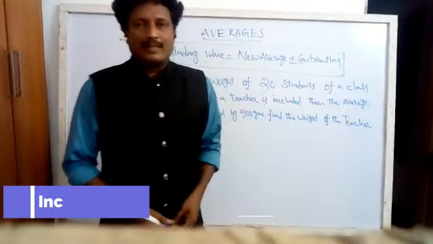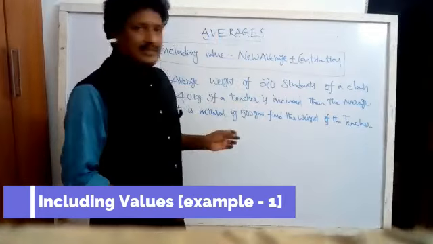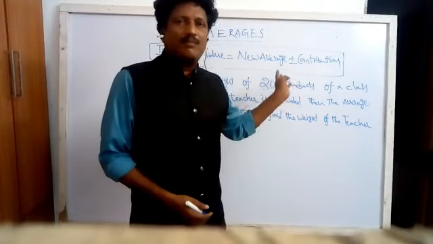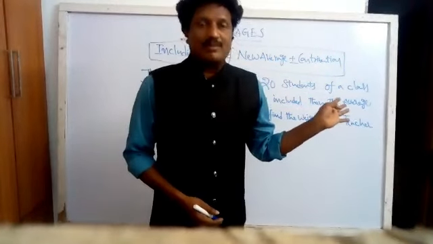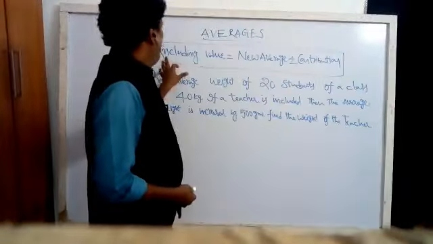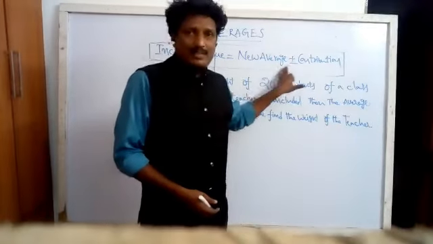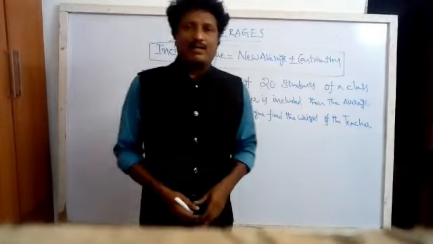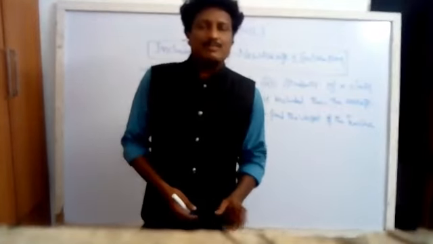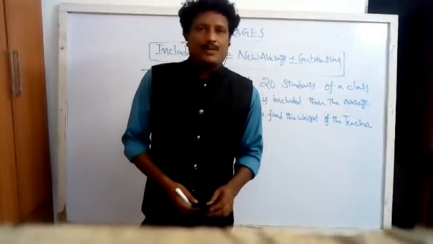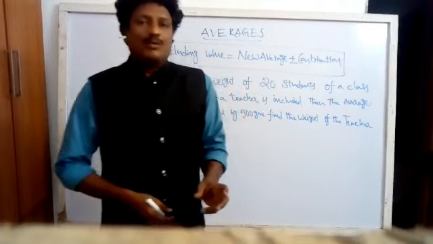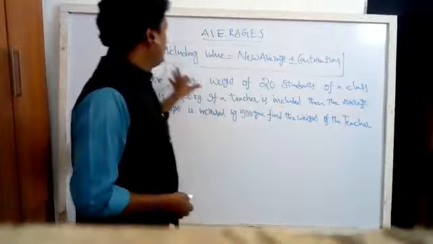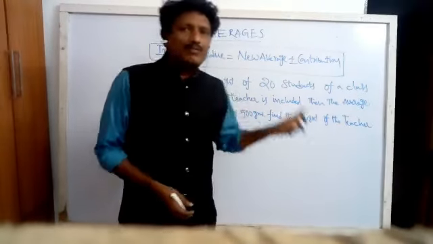In this concept of averages, we are using a small formula, and using the same formula we can apply it to other, different types of problems also: including value equals new average plus or minus contribution. Value, I am telling about the value. Already I have told you the technical difference between the value and the average. Value means only one quantity. If there is more than one quantity, we have to express it as an average. Here, including value. What is the meaning of including value?